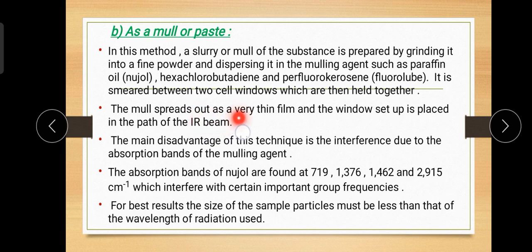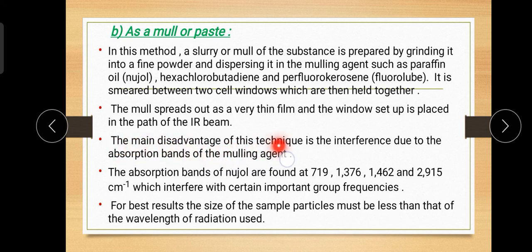The mull spreads out as a very thin film and the window setup is placed in the path of the IR beam. That means in this way we are able to obtain a very thin film. If we grind the sample into a powder and disperse it in the mulling agent like paraffin oil, Fluorolube or hexachlorobutadiene, and smear it between the two cell windows, we form thin films, and the window setup is placed in the beam of the IR radiation, so we get the proper spectra.